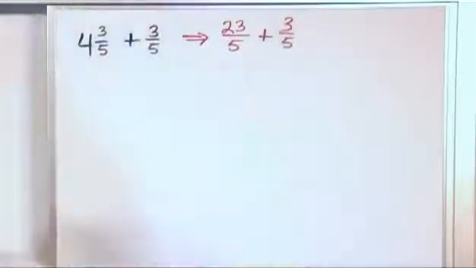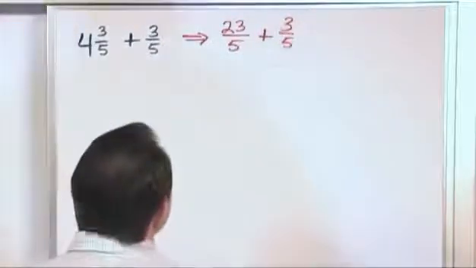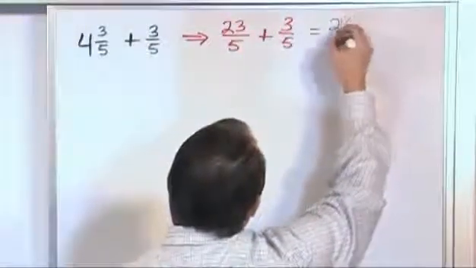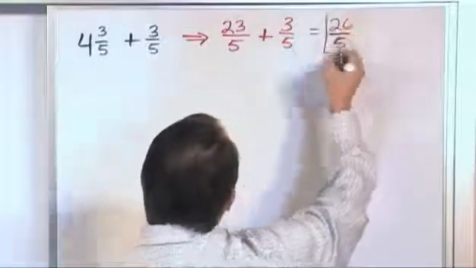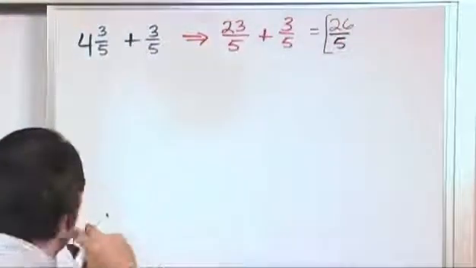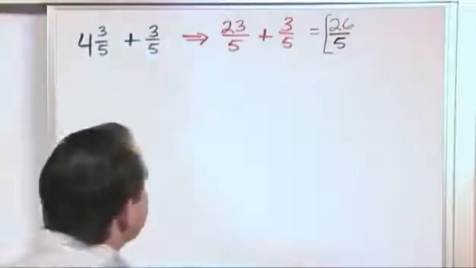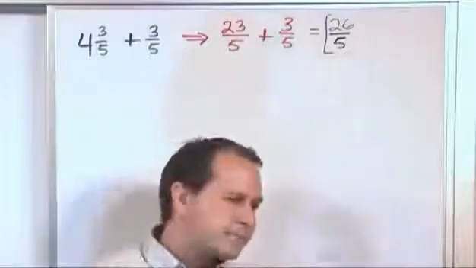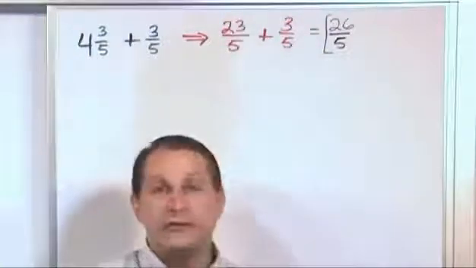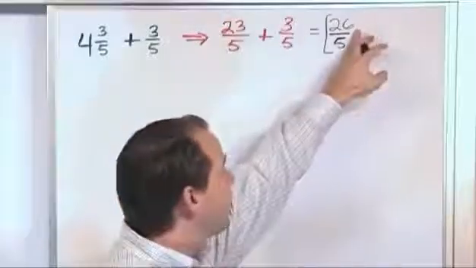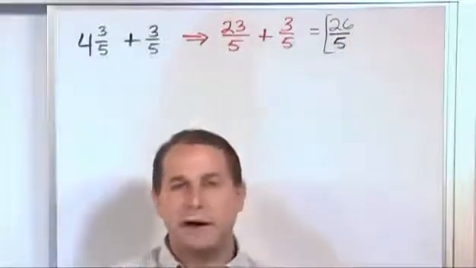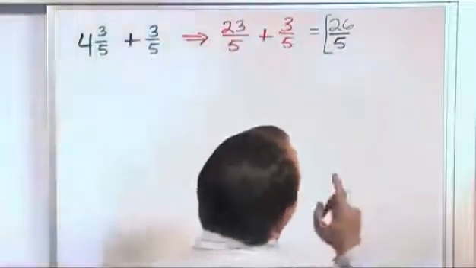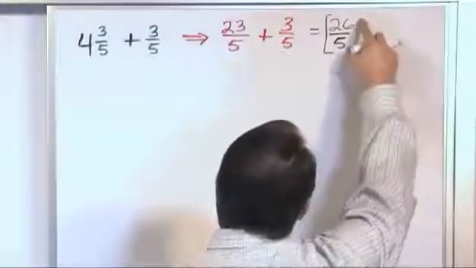And now the same rules pick up. I mean, there's nothing different. 23 plus 3 is 26. And on the bottom, you still keep the number, which is 5. So 26 fifths. Now, again, in algebra, you're almost always going to leave it like this. But, you know, occasionally a teacher might ask you to take this improper fraction and convert it back into a mixed fraction. And that's very easy also, because don't forget, fractions are really just division.